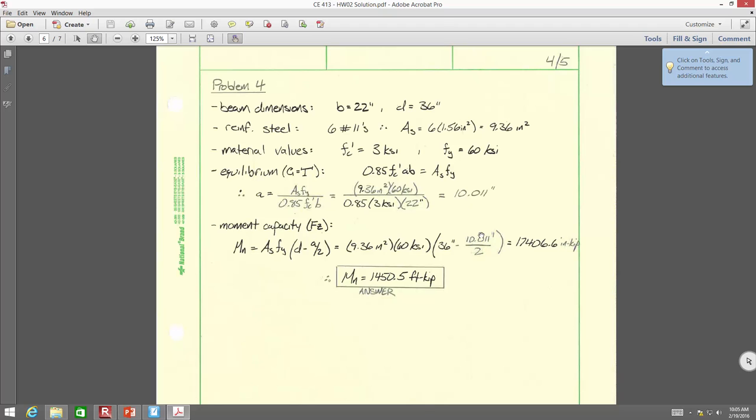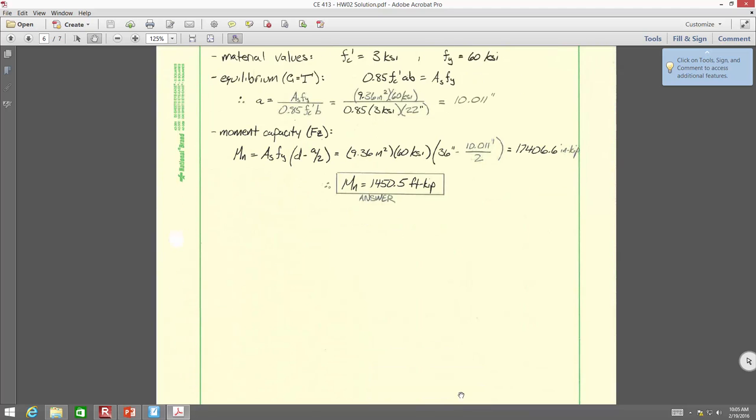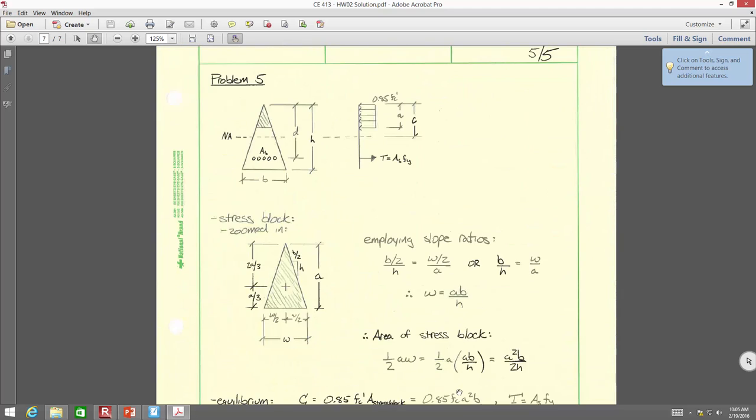Problem 4, I don't think there was a big issue. Just calculate Mn. It's about as simple as it could get. Problem 5. Okay, this is the different one. I wanted you all to have some experience with a different geometry because of what we're doing today and because of what comes next when we look at T-beams and L-beams and flanged sections.